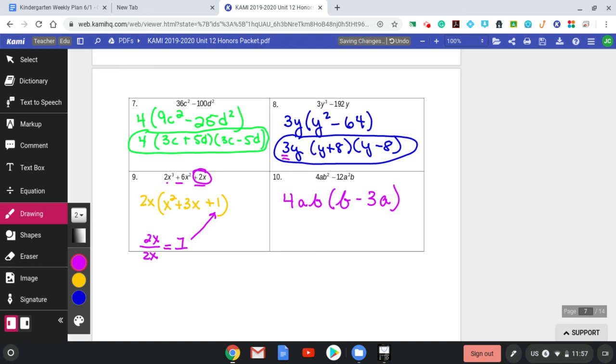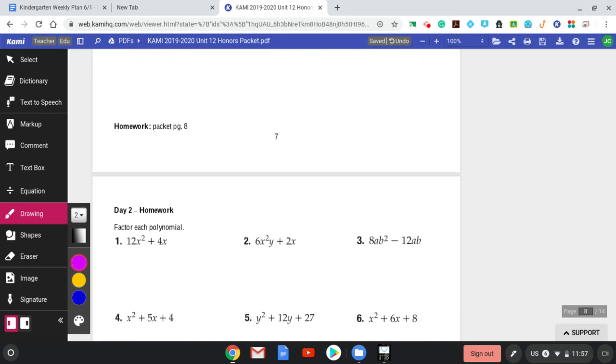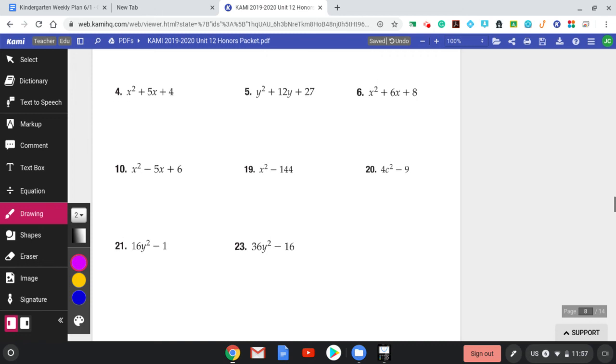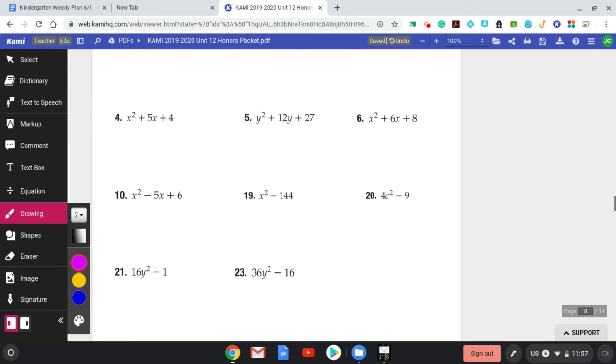And then finally, number 10, you could take out a 4, an A, and a B. So you ended up with B minus 3A. Okay, so hopefully that helps, and you're ready to go on to packet page 8, which again does not look like much at all. Okay, so GCF, multiply to C, add to B, and difference of two perfect squares.